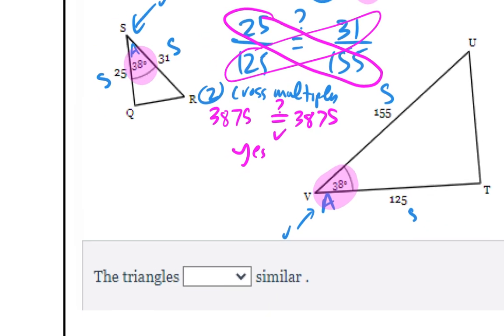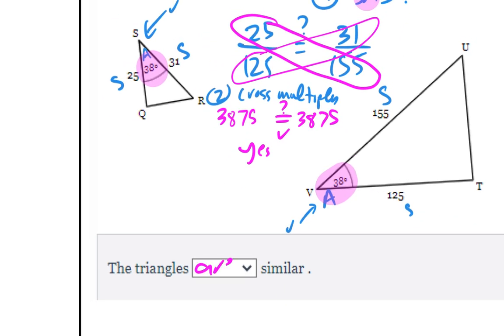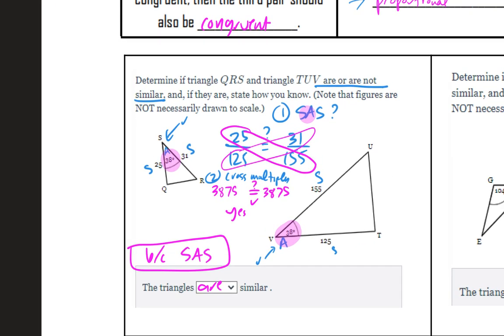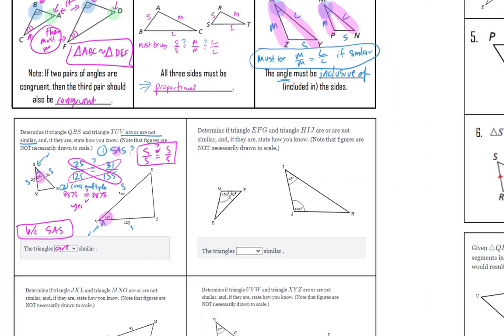they are similar because of SAS. Okay, so that's what we have to do. If we have the side, an included angle, and the side, we're going to compare those. So what I did is I said side over side compared to side over side. That was my question.